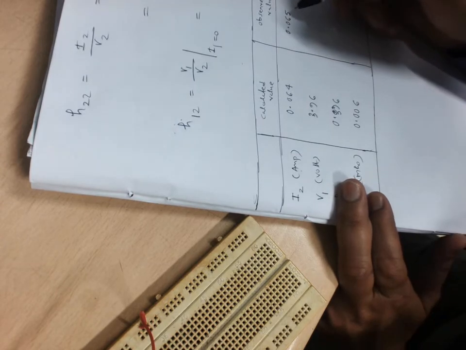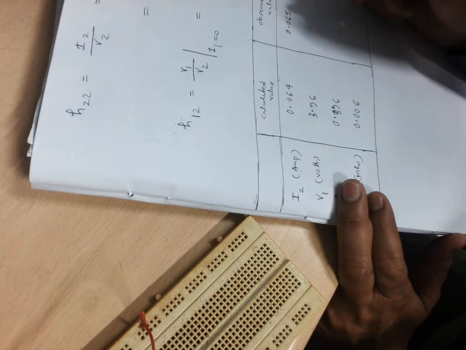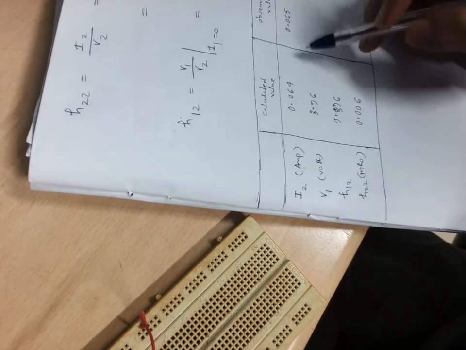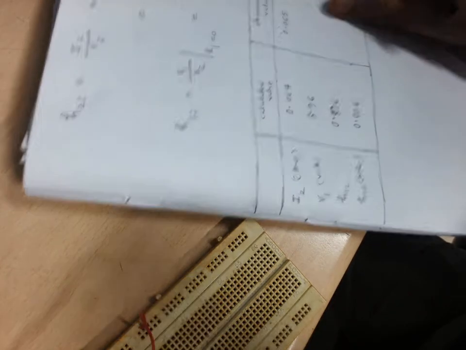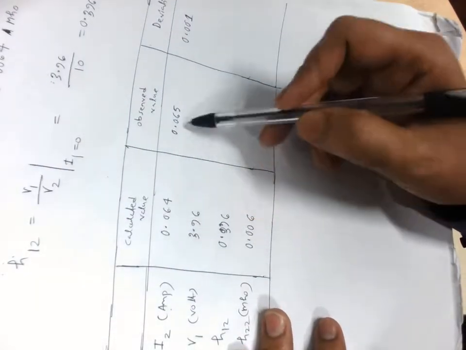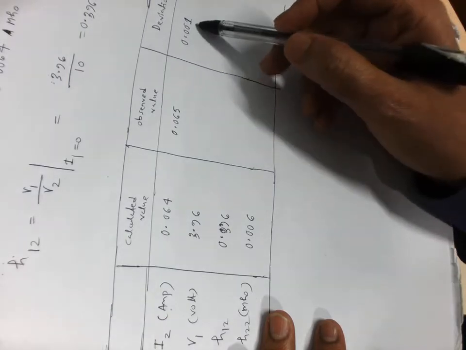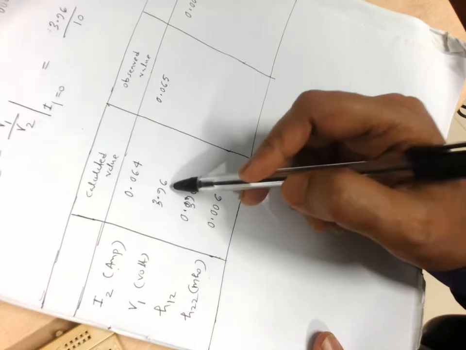So the difference is how much? If you find the difference between these two, so 0.001. No need to write the magnitude, only write the deviation, that is the difference between these two. Okay, so this is 0.064, this is 0.065, so the difference is 0.001, a very small deviation. Now V1 calculated value is 3.96.